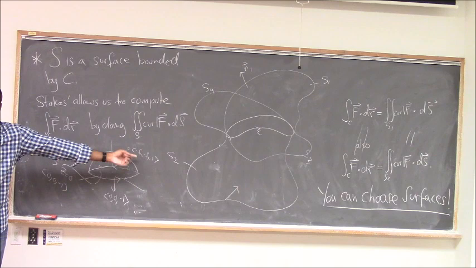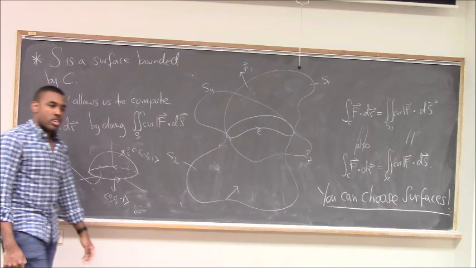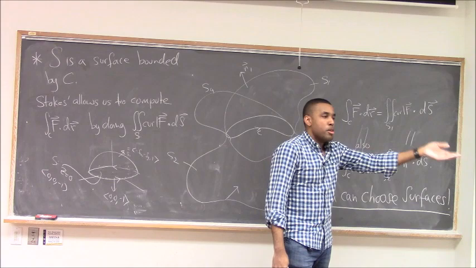See what I'm kind of saying? You can choose whatever surface you want, as long as the curve you care about is a boundary for that surface. Whether I mention it or not, you can choose it. You can say, I choose to work with this surface. Yeah, I know you told me this surface, but it's difficult to work with. I choose to work with this one. It's easier, and it's going to give me the same answer anyway.